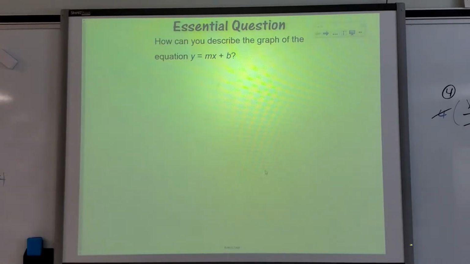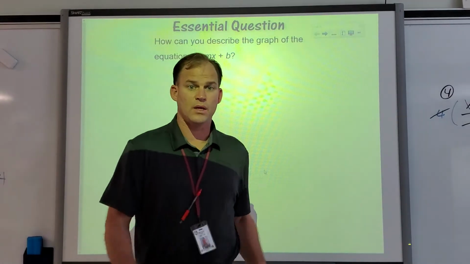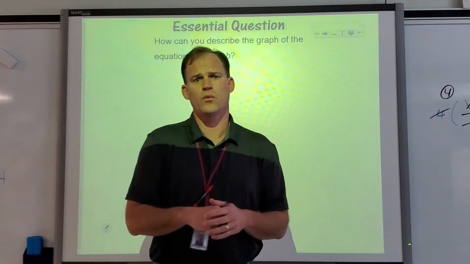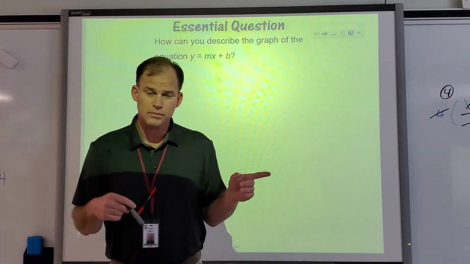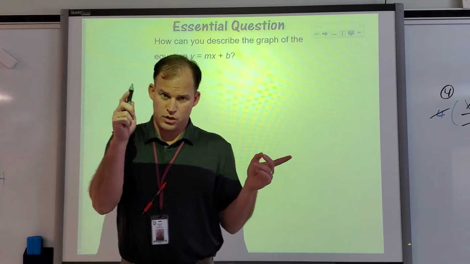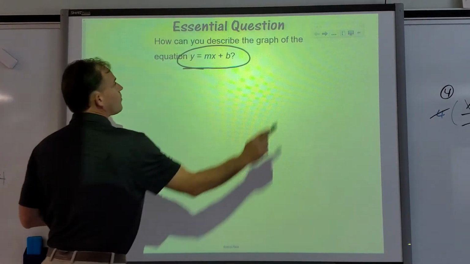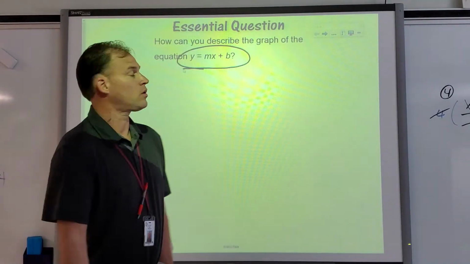All right, so we are on section 3.5, day 1, and we're going to talk about another way to graph lines. So last week we talked about graphing with intercepts, finding the x-intercept, the y-intercept, and drawing the line between them. Now we're going to talk about something when they're in a different format. So we have y equals mx plus b. You've seen this before, okay?